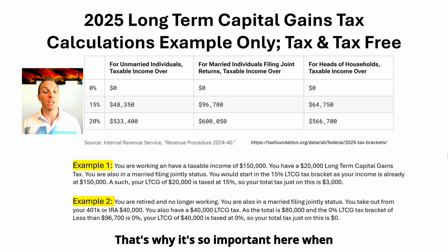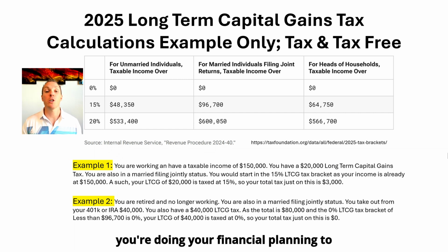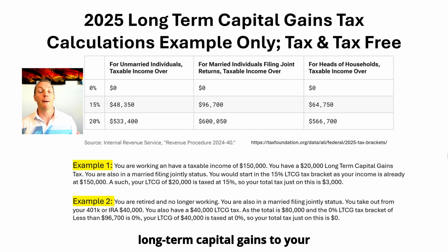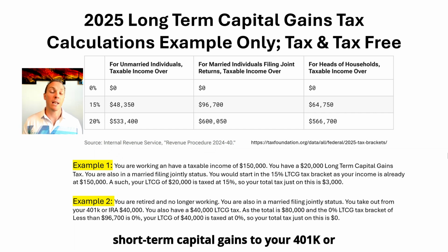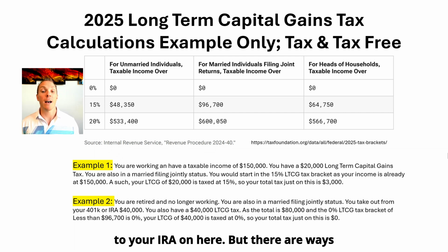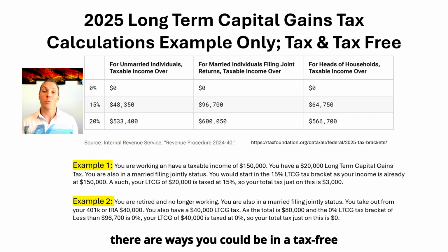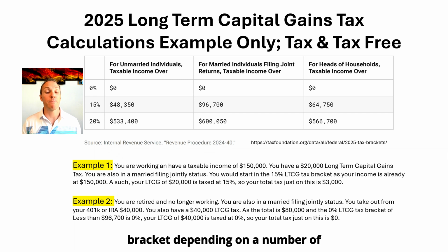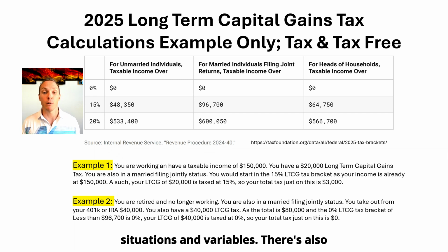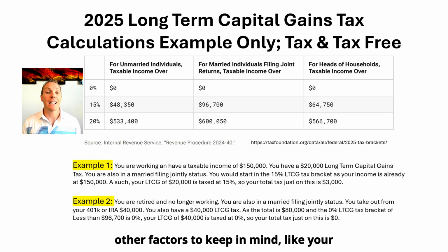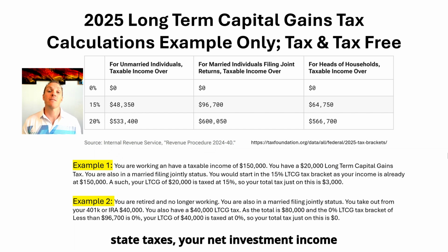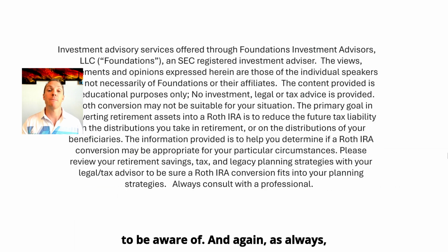That's why it's so important here when you're doing your investments, when you're doing your financial planning, to take taxes into consideration, because things are taxed differently from your long-term capital gains to your short-term capital gains to your 401k or to your IRA. But there are ways that you could minimize the taxes, and there are ways you could be in a tax-free bracket depending on a number of situations and variables. There's also other factors to keep in mind, like your state taxes, your net investment income taxes, and so many other variables. So again, this is just one example of many to be aware of.